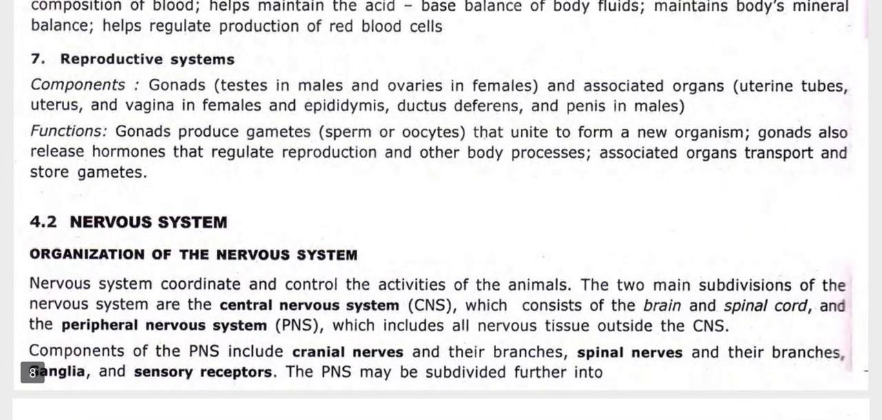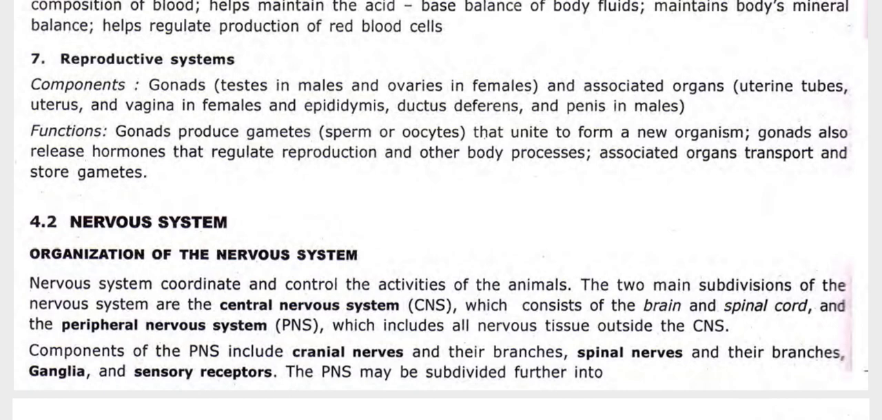Then reproductive systems. Components: gonads, testes in males and ovaries in females, and associated organs like uterine tubes, uterus, and vagina in females, and epididymis, ductus deferens, and penis in males. Gonads produce gametes, spermatozoa and oocytes, that unite to form a new organism. Gonads also release hormones that regulate reproduction and other body processes. Associated organs transport and store gametes.